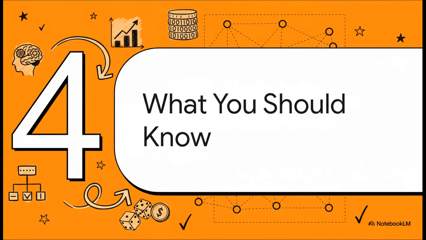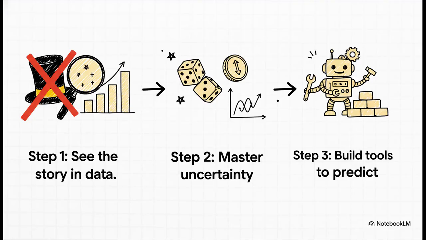All right, so we have covered a lot of ground here, from simple charts all the way to life-or-death courtroom dramas. So what's the big takeaway? What's the one thing you should walk away with from all this? It's this. The magic of AI isn't magic at all. It's a logical, step-by-step playbook.